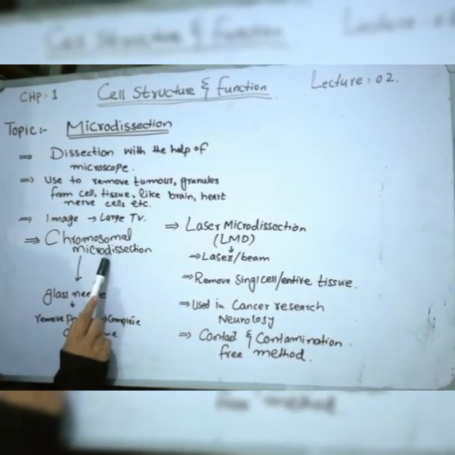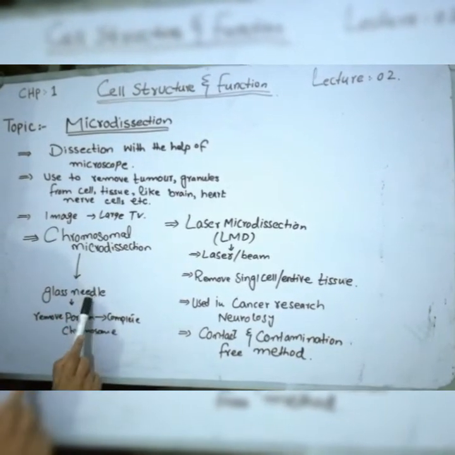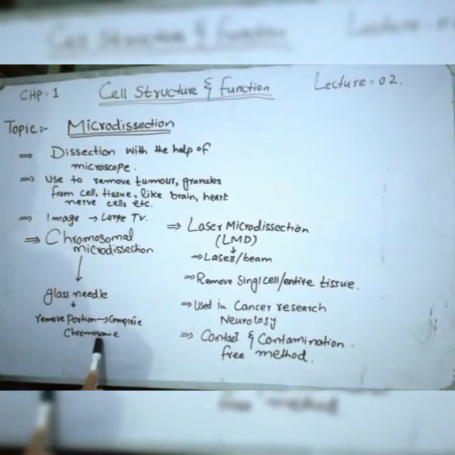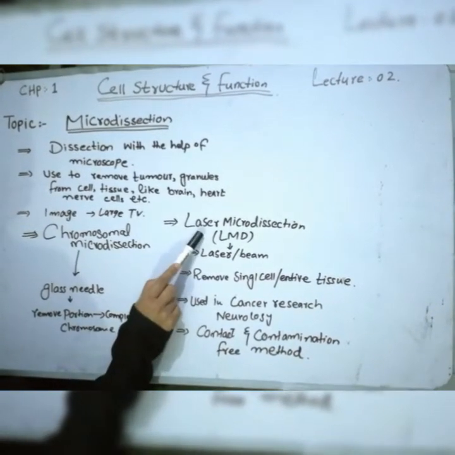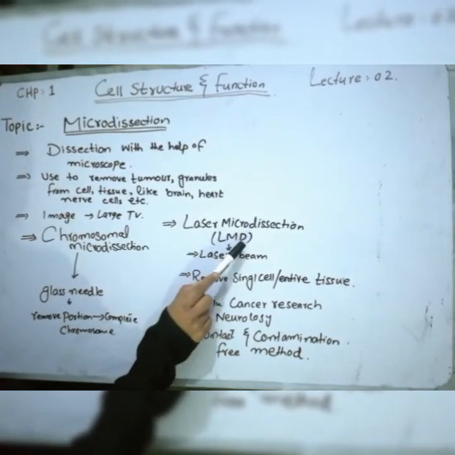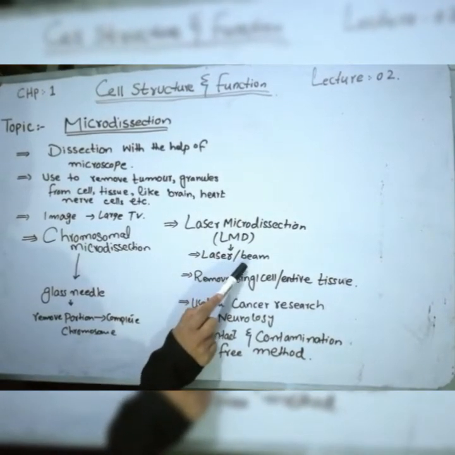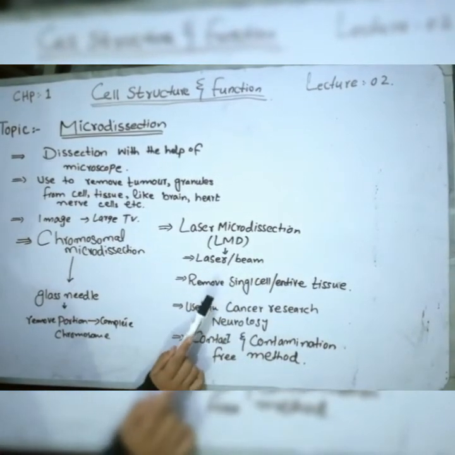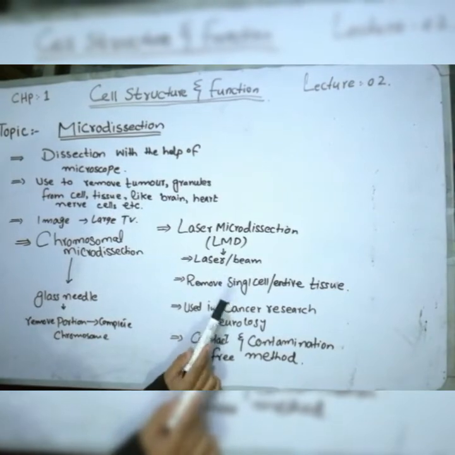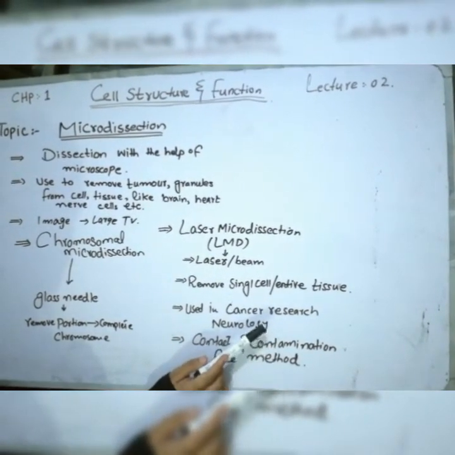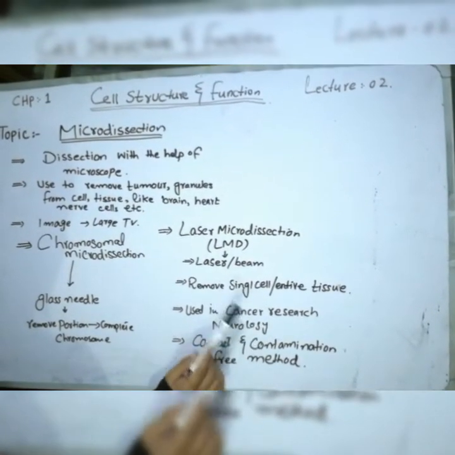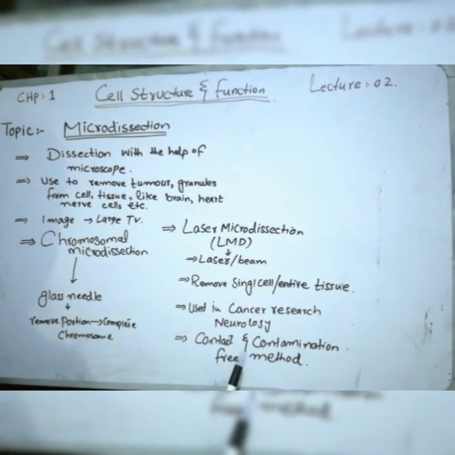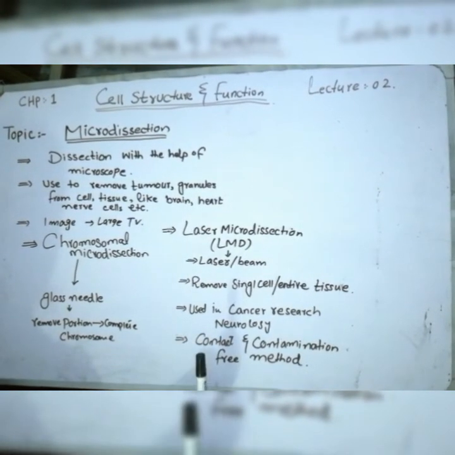In chromosomal microdissection, as the name indicates, a glass needle is used to remove the portion of the diseased complete chromosome. In laser microdissection, also called LMD, laser light or beam is used to remove a single cell or entire tissue. This type of laser microdissection is usually used in cancer research, in neurology, etc. Laser microdissection is one of the contact and contamination free methods. That's why it is widely used today in the medical field.